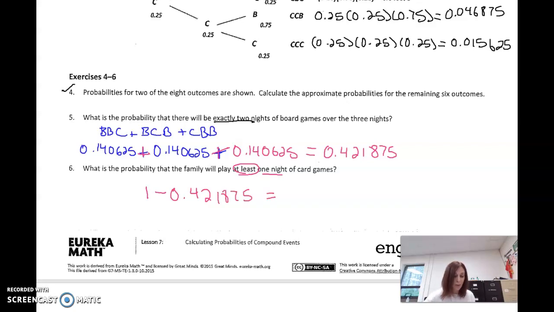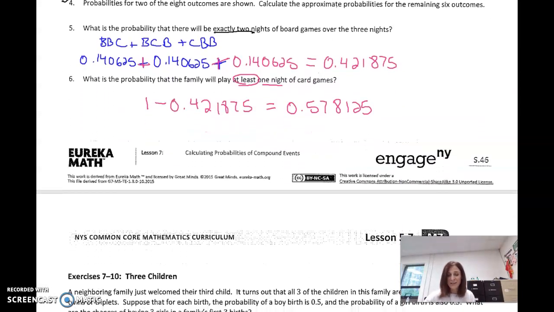0.421875. So the probability you're going to play at least 1 night of card games is 0.578125. Okay, about 58%. Okay, all right, we're going to quickly move on to the next example here.